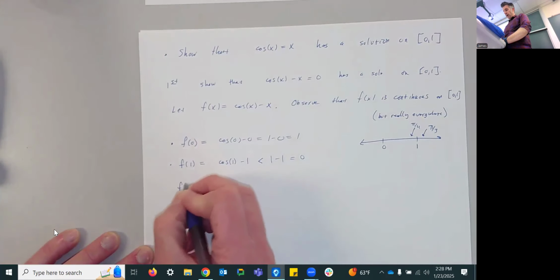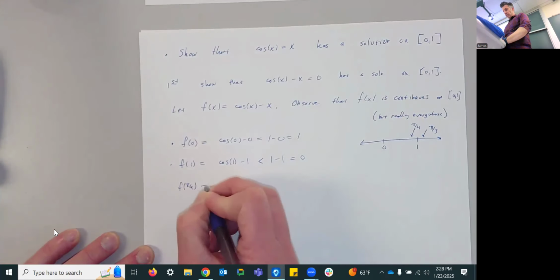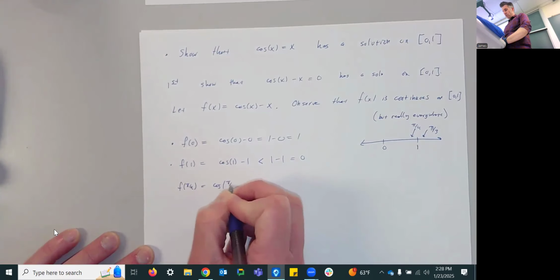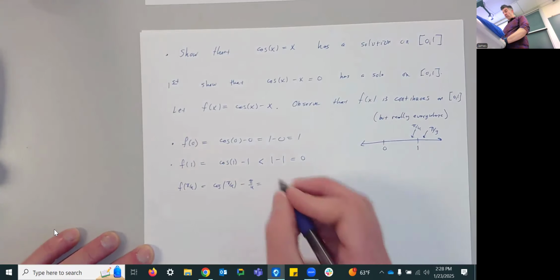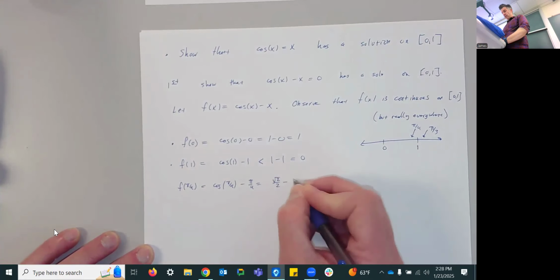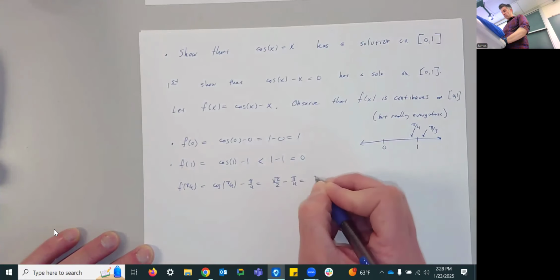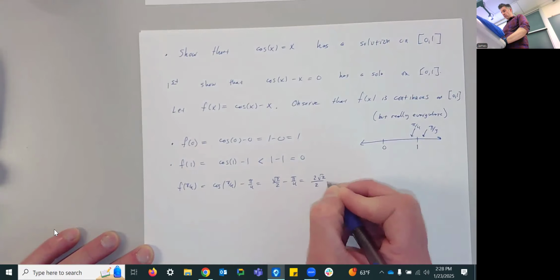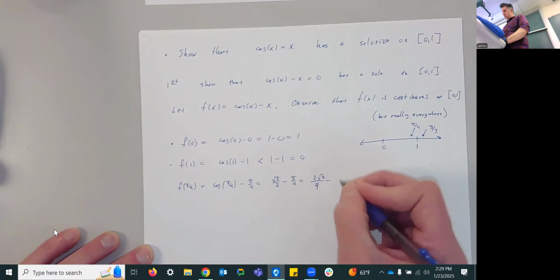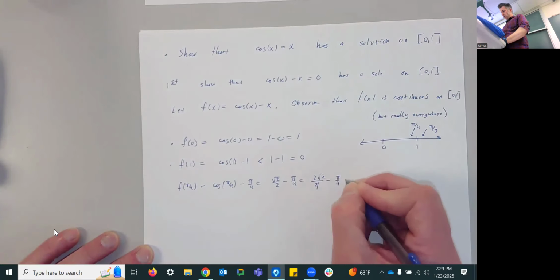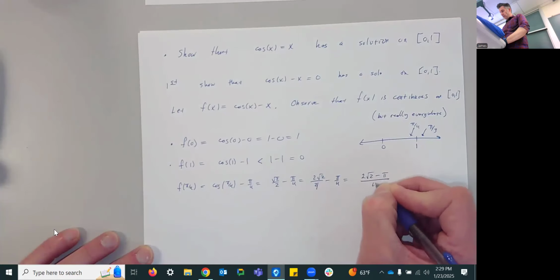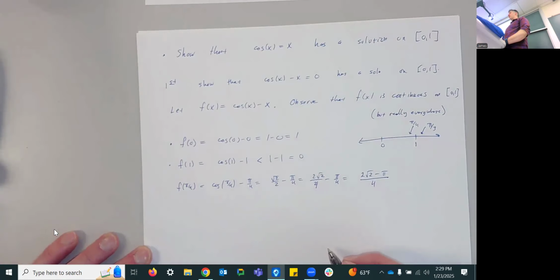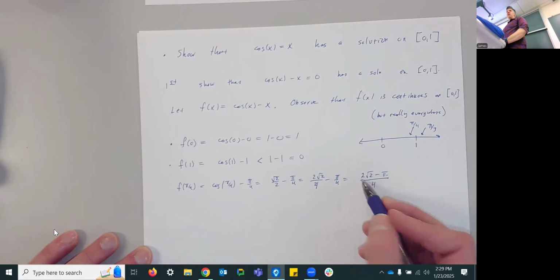So f of pi over 4 is cosine of pi over 4 minus pi over 4. Cosine of pi over 4 is root 2 over 2, minus pi over 4. That's 2 root 2 over 4 minus pi over 4. So I have 2 times the square root of 2 minus pi, all divided by 4. Okay, what's bigger, pi or 2 times the square root of 2?